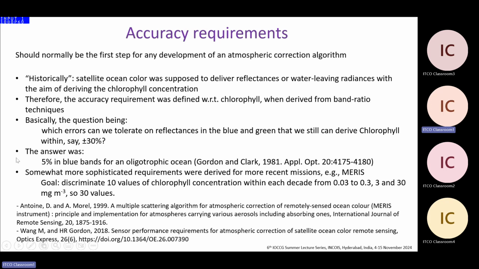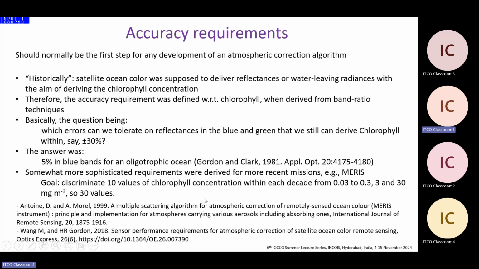And the answer was, roughly speaking, we need 5% uncertainty or error in the blue bands for an oligotrophic ocean. That's this reference from Gordon and Clark, 1981. That's the only thing. And blue bands in oligotrophic ocean means where we have the maximum signal.